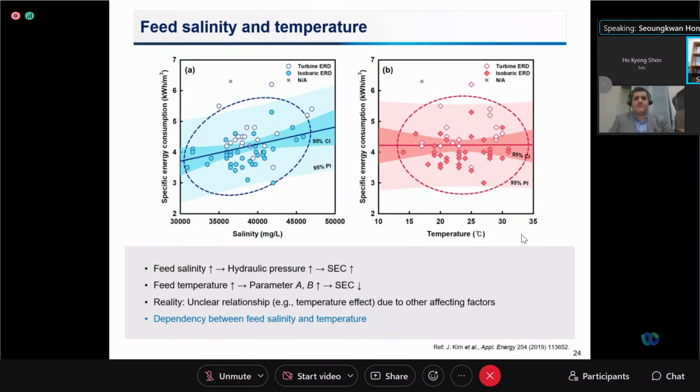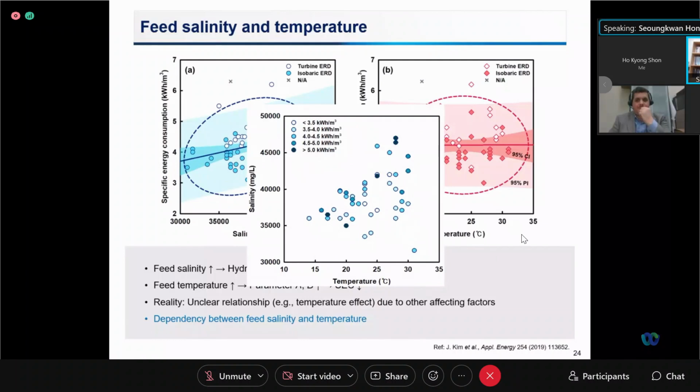However, no such trend is found in real-scale plant data, since there is a dependence between feed salinity and temperature. For instance, in the Middle East, high salinity is associated with high temperature, resulting in no clear temperature effect on SEC.